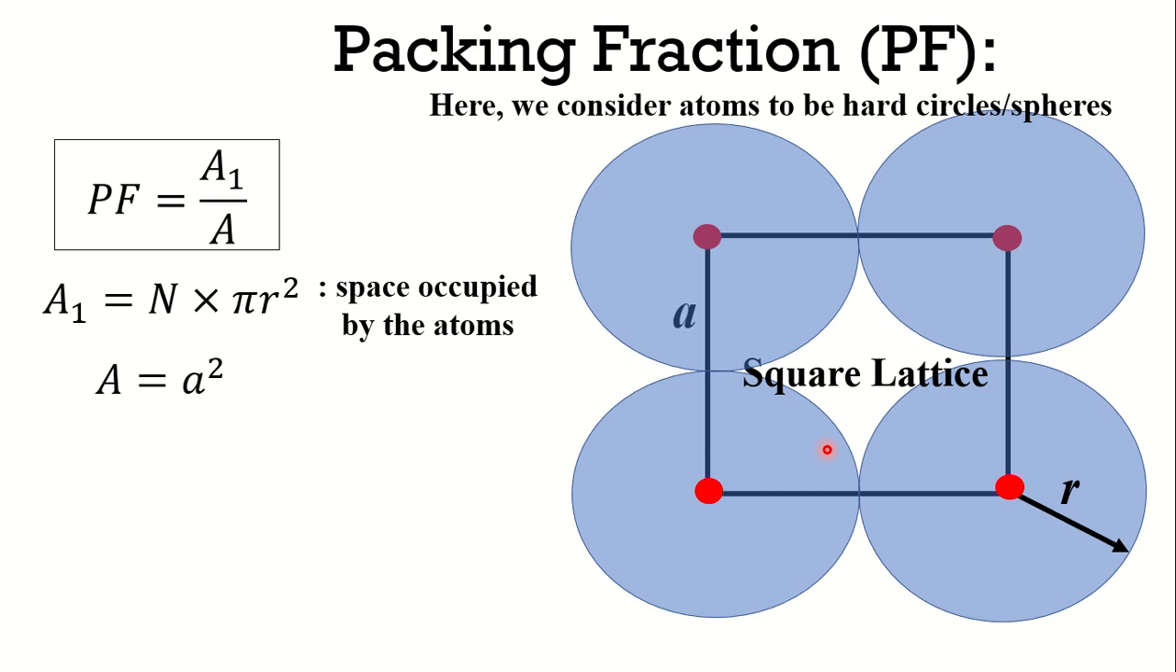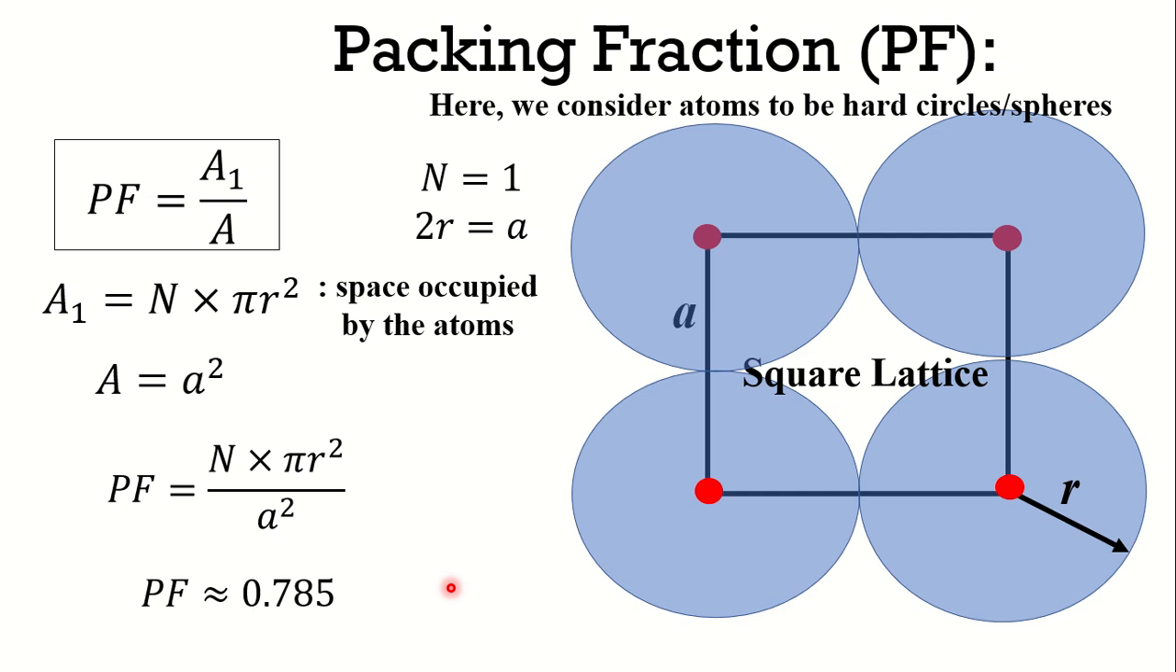Now here each of these corners is shared by 4 unit cells, so 1/4 corresponds to this. So the total number of lattice points is 4 into 1 by 4, so 1. Here n is the number of lattice points in this structure, so n is 1. If I put all these values, with 2R equal to A and n equal to 1, I get the packing fraction for this structure as 0.785. I hope this is clear.